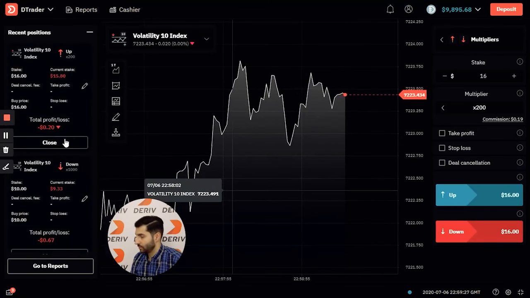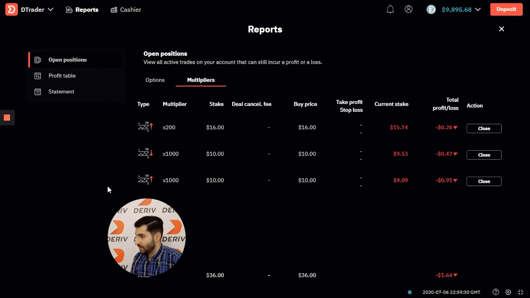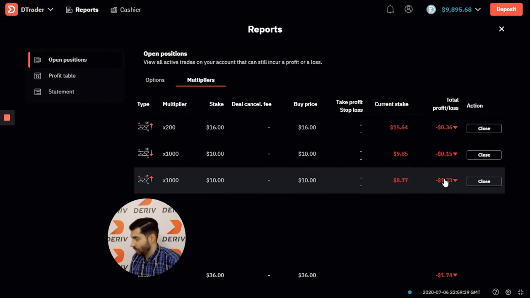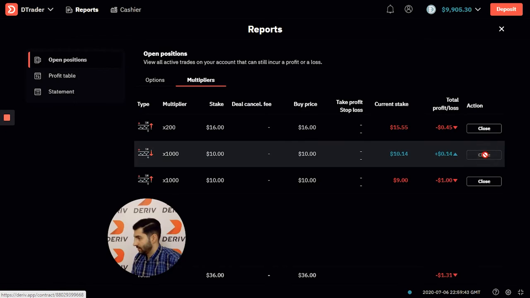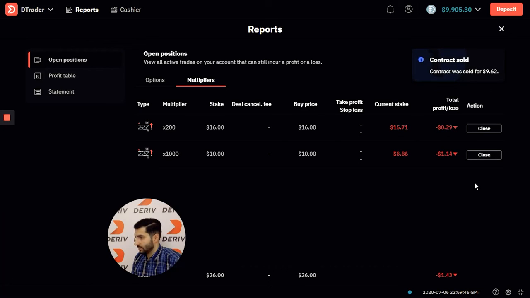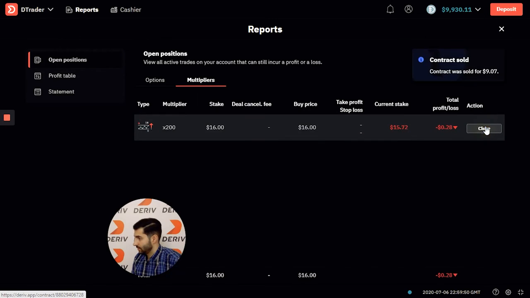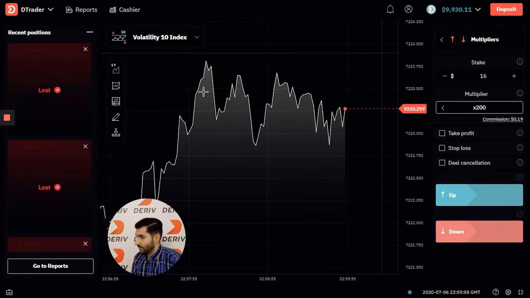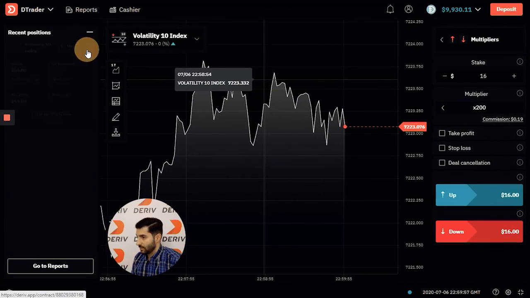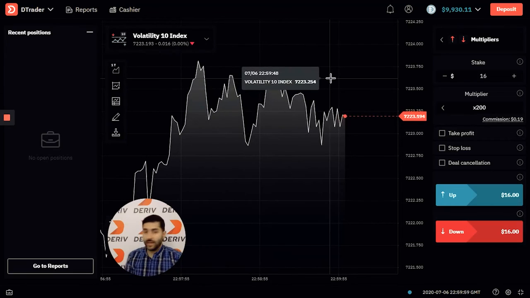Just going to show the reports section. So if we go to reports now, and open positions tab, multipliers has a dedicated section to filter it out. You can actually watch all your current open positions in one single view like this. If any contract like right now hits a particular result that I like, I can close off right from this view here. And we can just jump back to the actual platform again, clear things up again over here. And so there you have it.